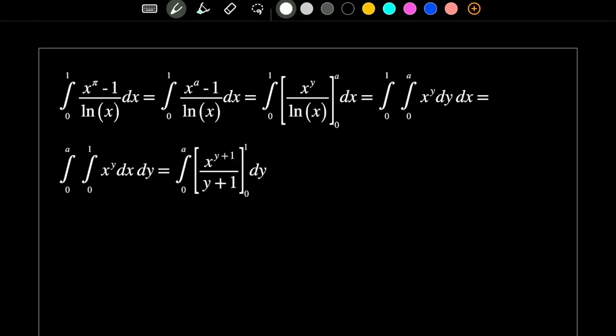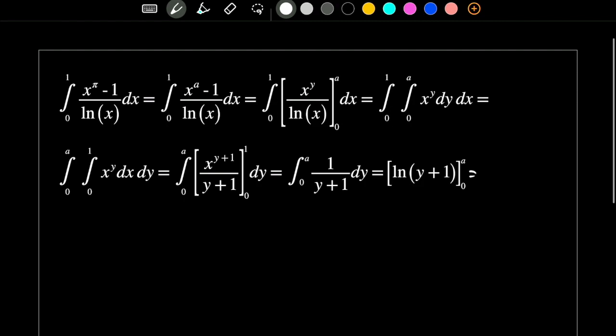And so at this point we're going to evaluate this with regard to x, right? So x to the power of y plus 1 is just 1, and we're going to get the integral from 0 to a of 1 over y plus 1 dy, since x evaluated at 0 is just 0. And this is just a standard integral, which is log of y plus 1 evaluated from 0 to a, and this is equal to log of a plus 1. Also recall log of 1 is just 0.